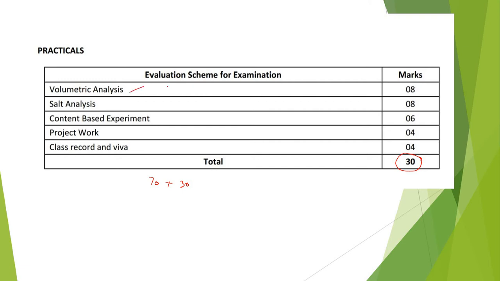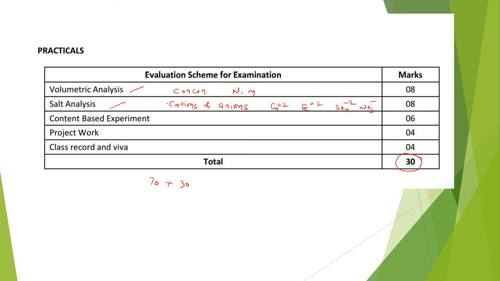In volumetric analysis, we carry out some experiments in which we calculate the concentrations, by using what? Titration, isn't it? Calculation of normality, molarity, like that. We calculate concentration. Salt analysis: identification of cations and anions. For example, Cu2+, Fe2+, otherwise SO4 2-, NO3-. These are anions and cations.